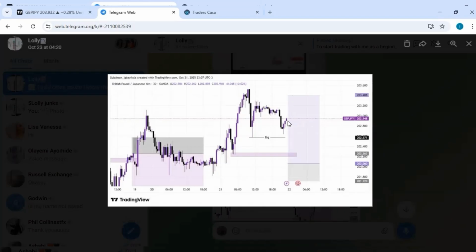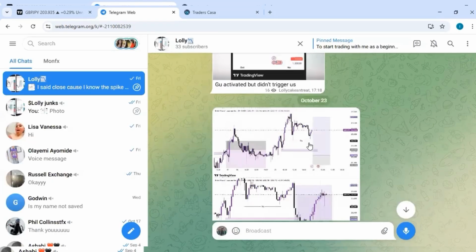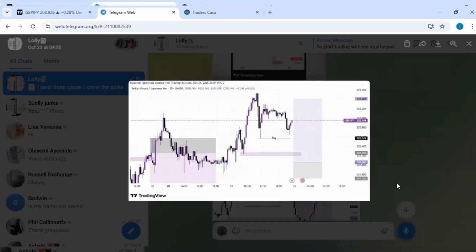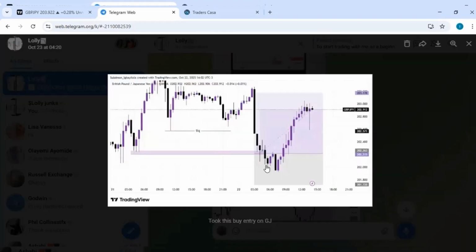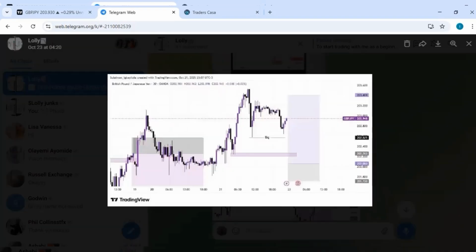I allowed price to come back to my entry point, which was there, then take the trade up to that point, which was this. Price eventually came here and swept out this point. Then I took the trade from here, then entered it, then TP'd it.